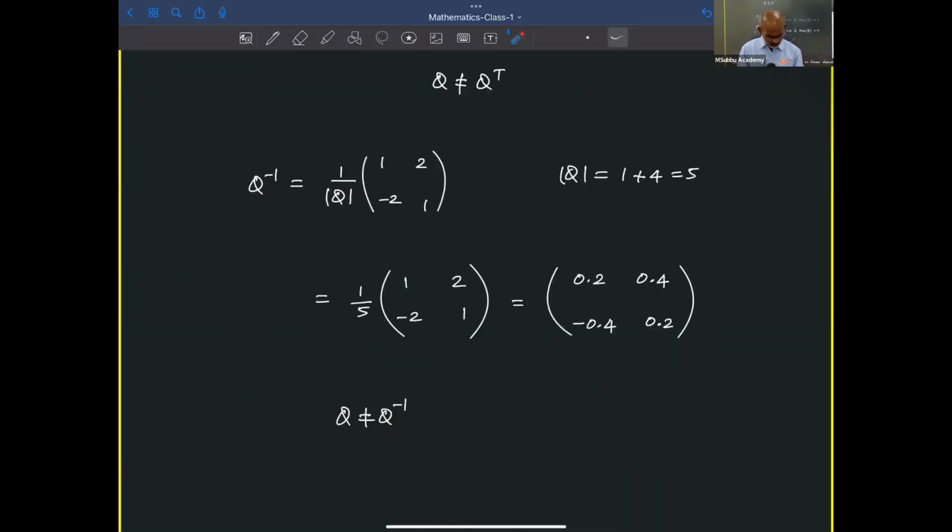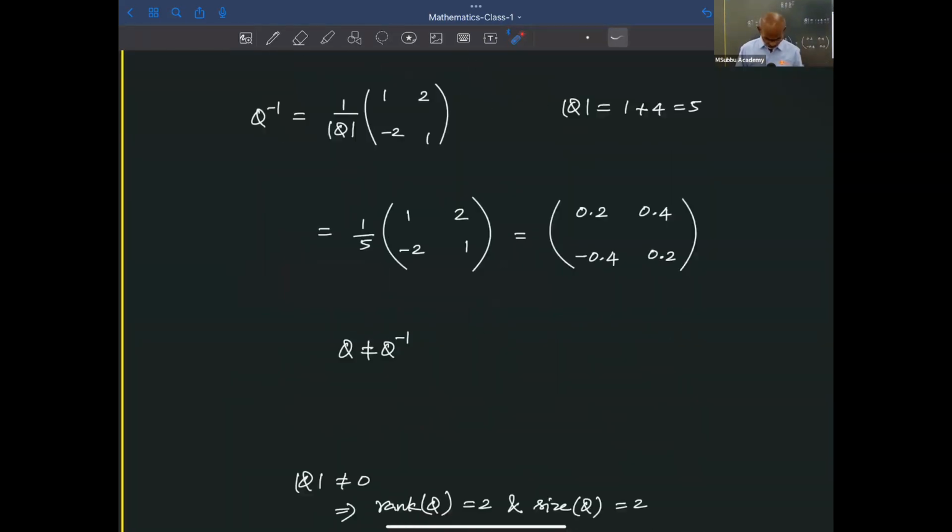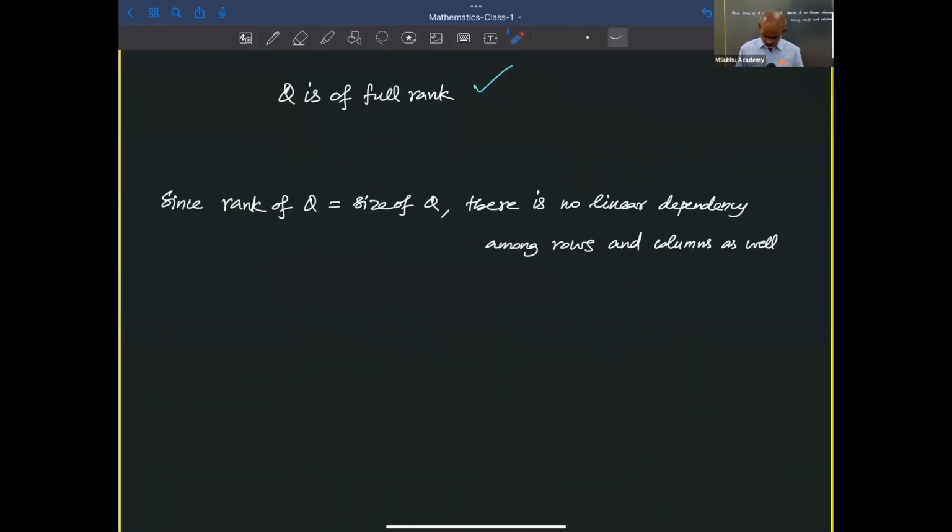And what is the other statement? Has linearly dependent columns. Whenever the rank is less than the size, you will have linearly dependent columns, or rows as well. It can be columns or rows, it doesn't matter. So there is no linear dependency here. Otherwise, these are all the elementary contents of mathematics.